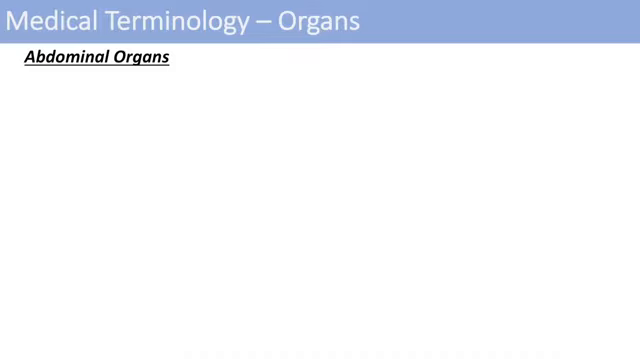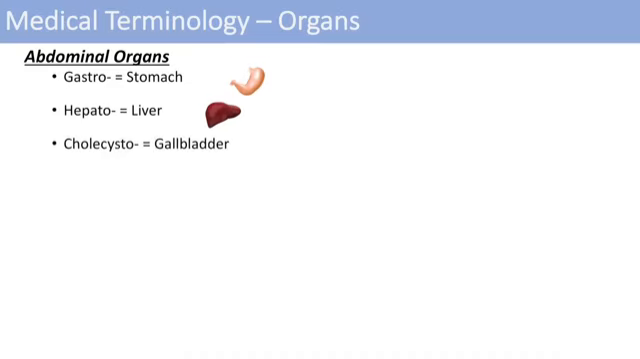The next organs I'm going to get into are the abdominal organs. So gastro for the stomach. Hepato for the liver. So you may have heard of hepatitis or hepatocyte. They all relate to the liver. One that you may not have heard of is cholecysto. That's for the gallbladder. You might not have heard of it, but maybe cholecystectomy when you remove your gallbladder, or cholecystokinin, which controls gallbladder contraction.